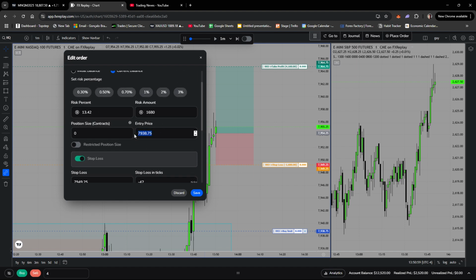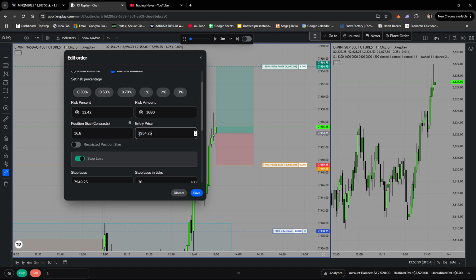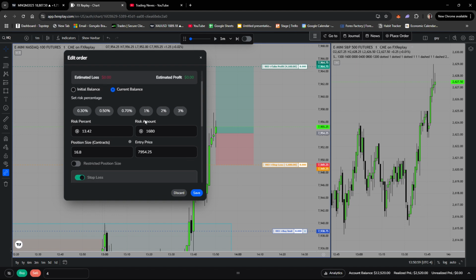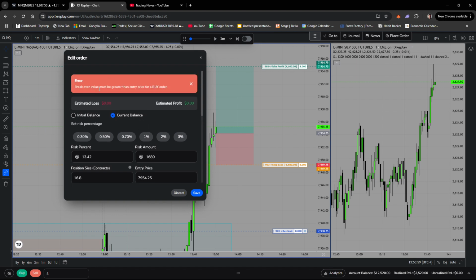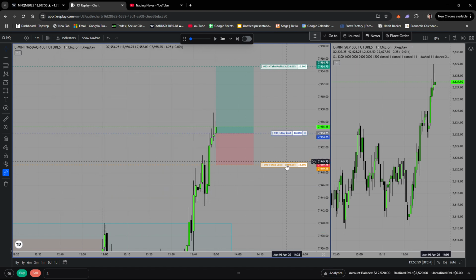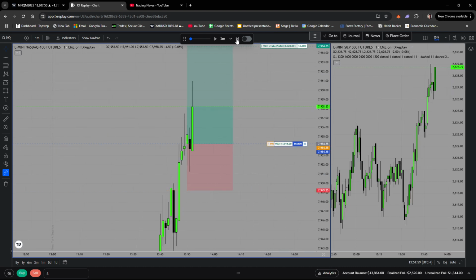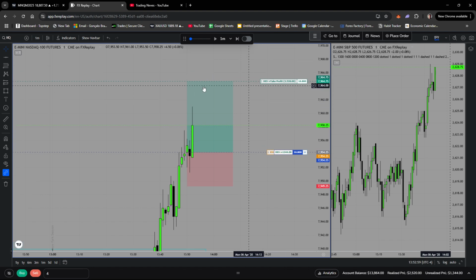Risk amount, entry price. Or you could drag it. Now what's the problem? Break even must be greater than the price. So at 1-to-1. There we go. Okay, so maybe the break even was messing with it. We're in. We're break even.